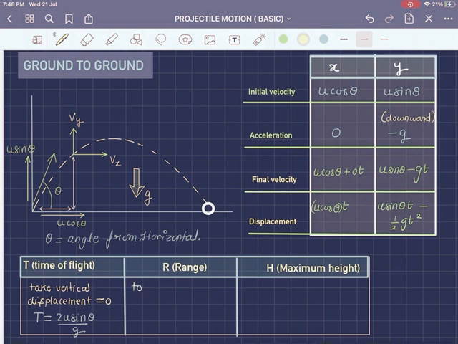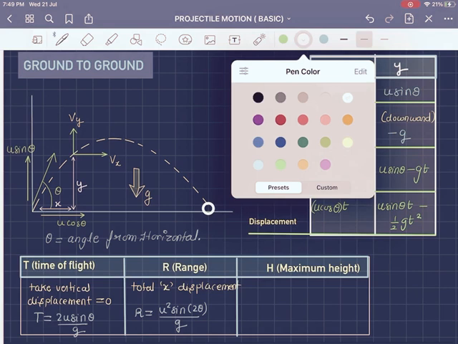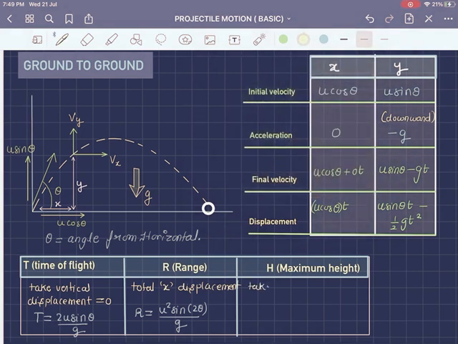Then we are going to calculate the range, which is the horizontal distance, basically the maximum horizontal displacement, the x displacement. Let me show you where the x is. Here it is, and this is the y displacement in the vertical direction. If you solve it, you will get R equals u squared sin 2 theta by g, not sin squared theta.